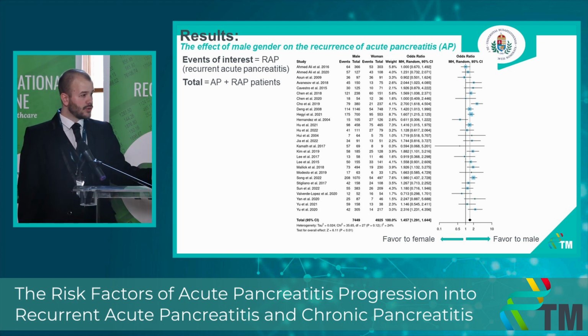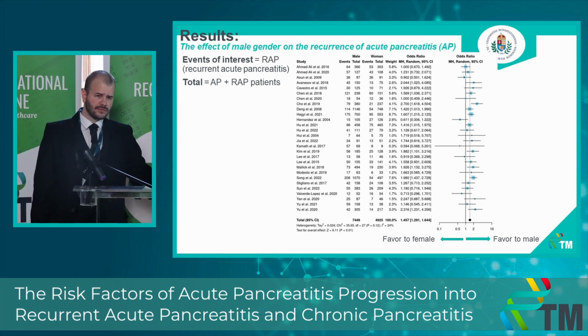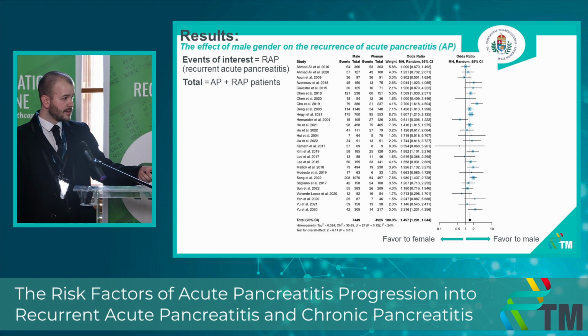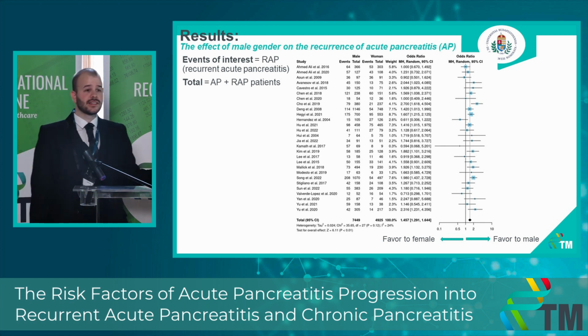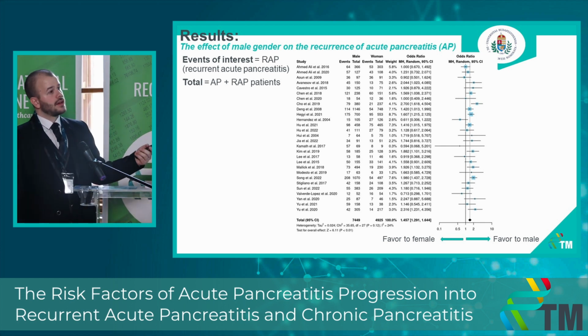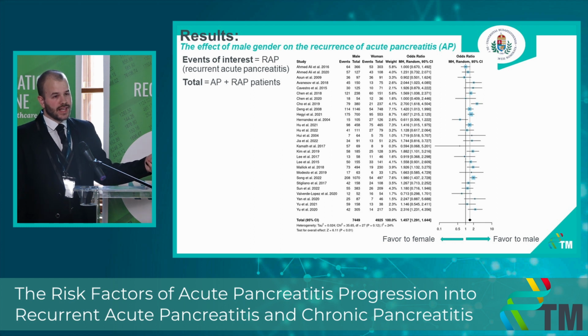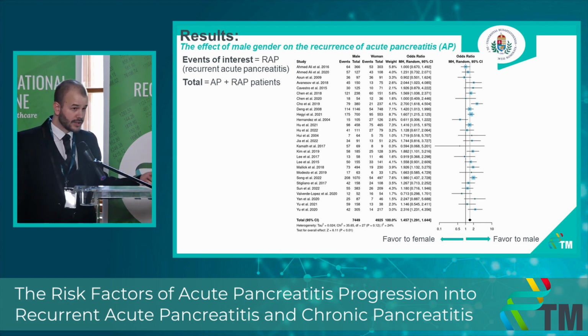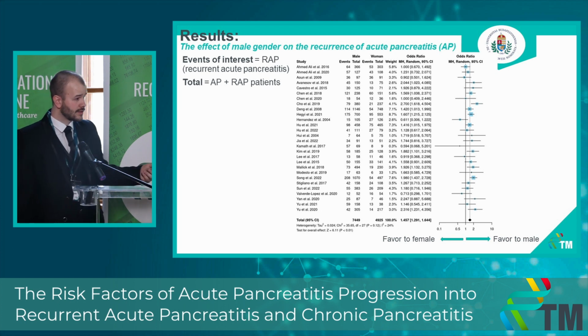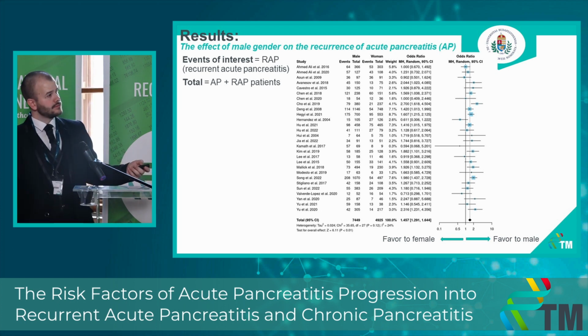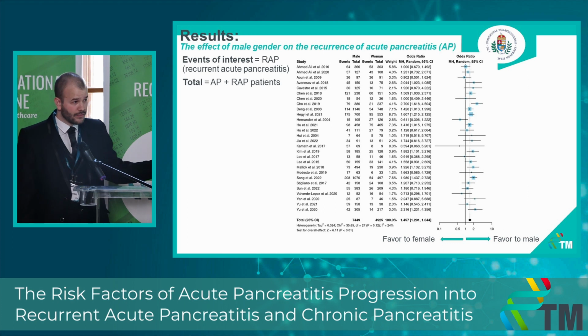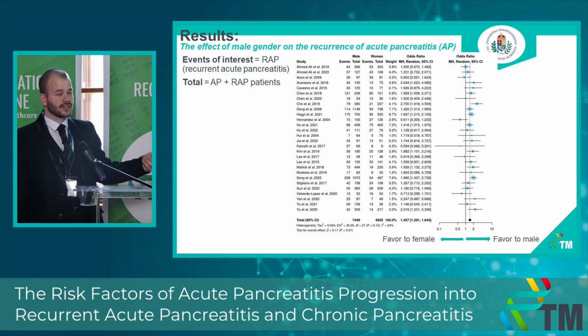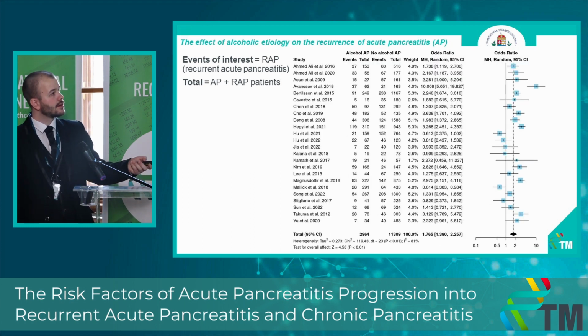The pooled odds ratio here is 1.45 with low heterogeneity. This result means that male patients have a 45% higher risk of developing recurrent acute pancreatitis compared to female patients. Since the confidence interval does not include 1, this result is statistically significant.